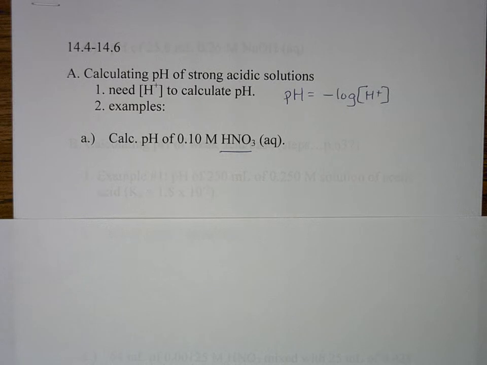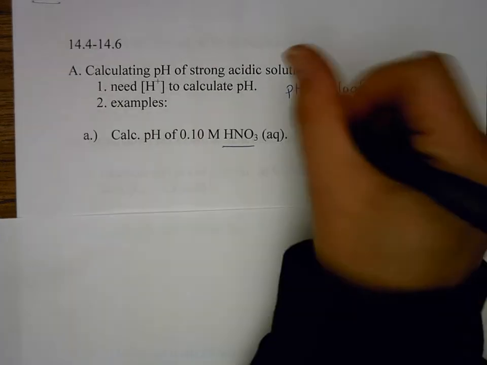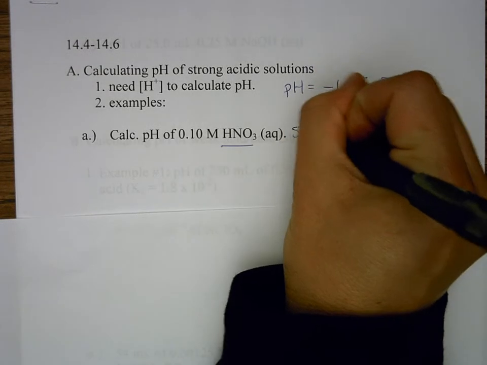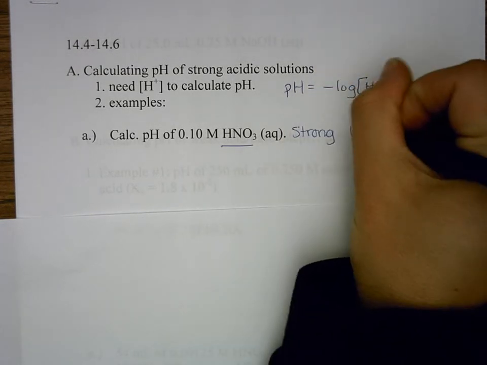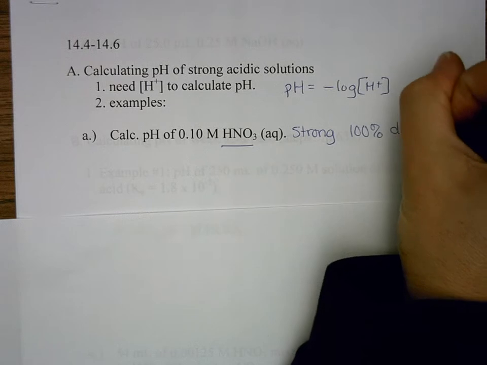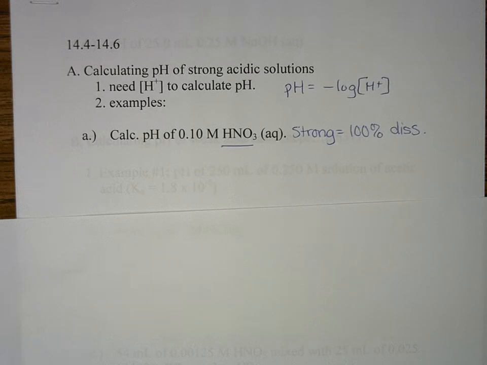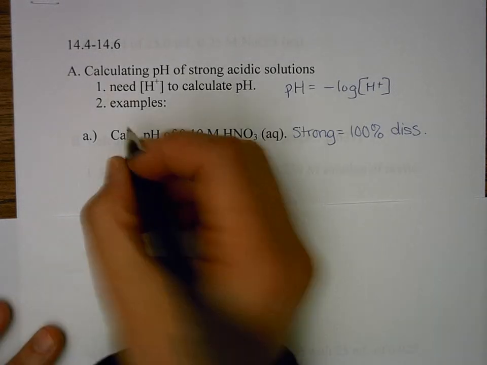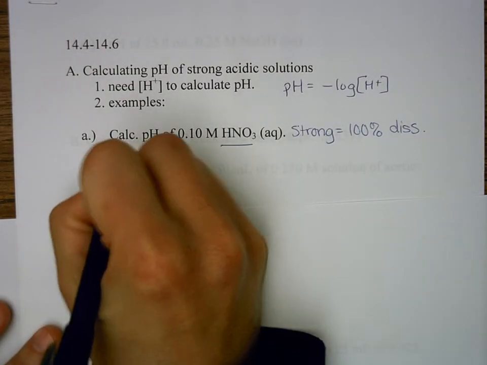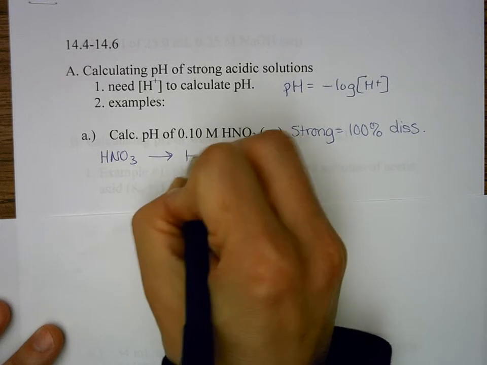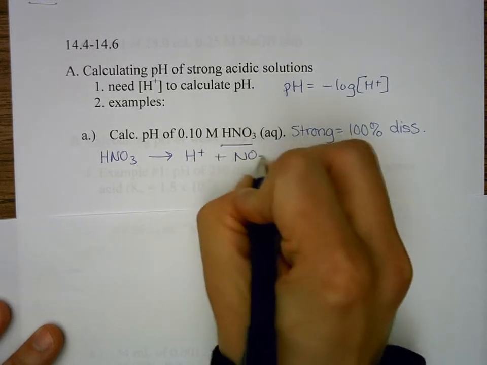pH of that. What you need to know first off is, is nitric acid strong or is it weak? It's a strong acid, okay? Which means, since it's a strong acid, that it is going to have 100% dissociation. Really, it's like 99.99 something percent. But mostly, it's going to fully dissociate, which just means if you have HNO3, it's going to completely dissociate into hydrogen ions and nitrate ions.